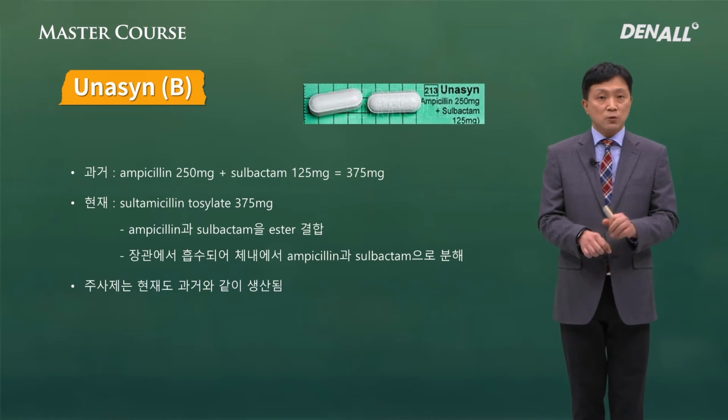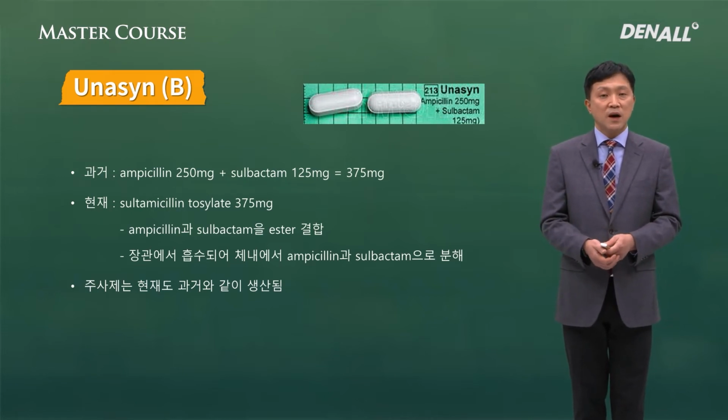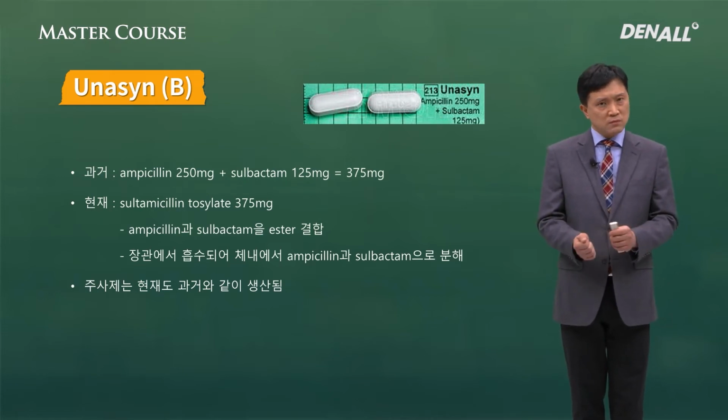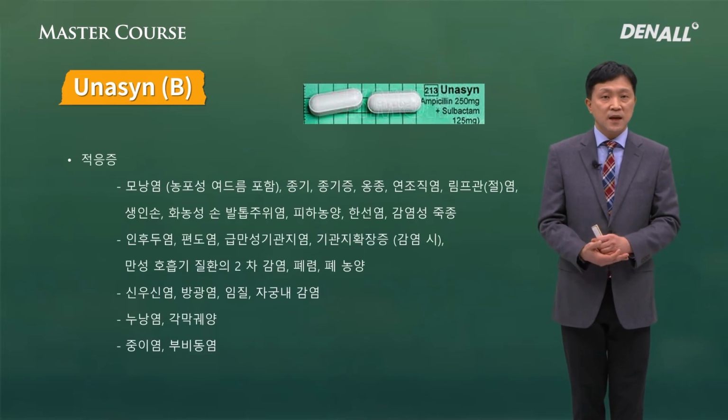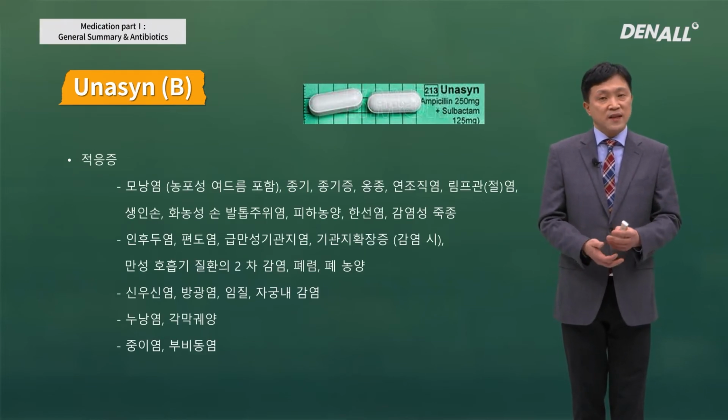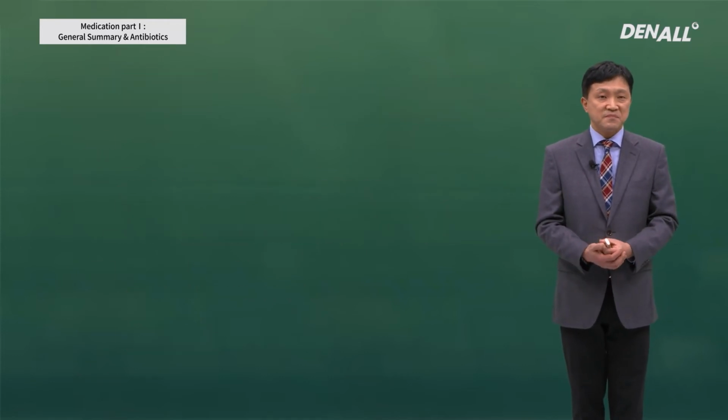If you use Augmentin, you don't need to use Unacin. You can choose either one of them. There's no difference between them. These are the indications. The problem is there's no dental indication.